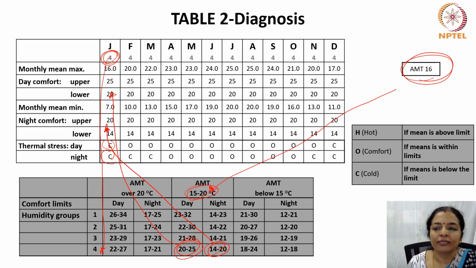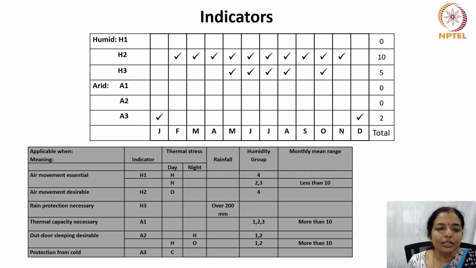And based on this, I have also entered the thermal stress during day and night. So what do I finally get? I get the indicators which show that under H2 I have 10 months, under H3 I have 5 months, and under A3 I have 2 months.